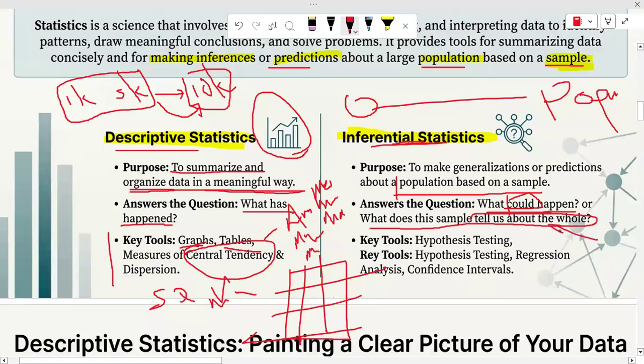You know, the doctor has taken only 5 milliliters of blood sample and he comes to a conclusion about the whole blood in your body. This is generalization. And the key tools are hypothesis testing, regression analysis, confidence interval, so there are a lot of techniques you might study in this course unit. Those come under inferential statistics.